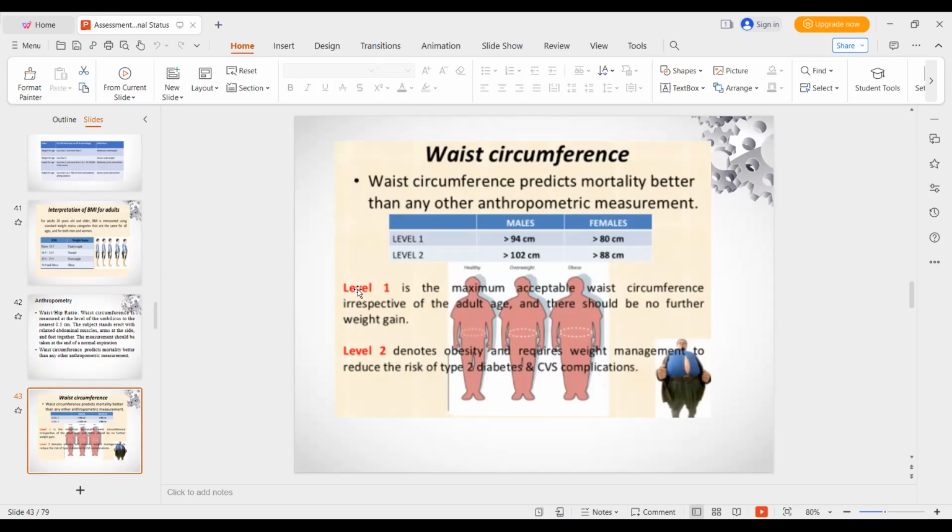At level 1, males more than 94 centimeters and females more than 80 centimeters. At level 2, males more than 102 centimeters and females more than 88 centimeters. Level 1 is the maximum acceptable waist circumference irrespective of adult age, and there should be no further weight gain. Level 2 denotes obesity and requires weight management to reduce the risk of type 2 diabetes and serious complications.